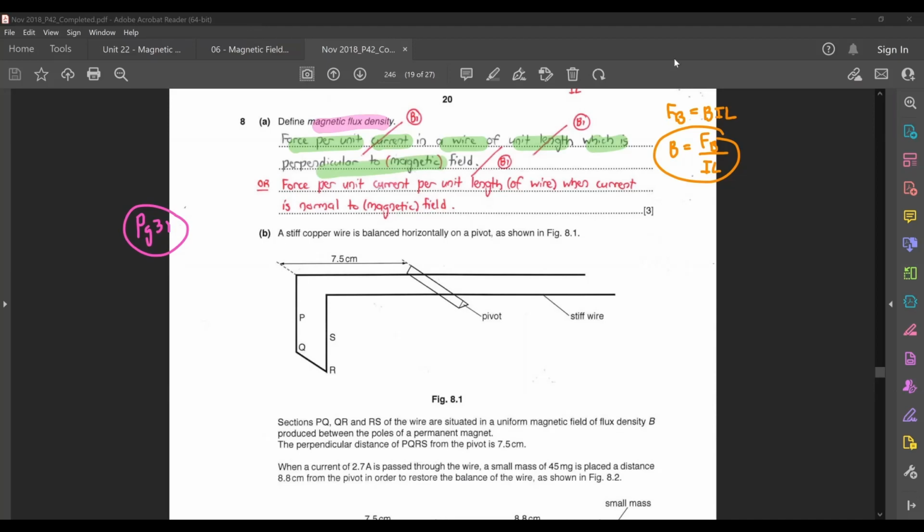So the term perpendicular to the magnetic field is actually really important to be put in, because this equation here only applies for when your wire is perpendicular to the magnetic field. Or you can also word it another way: force per unit current per unit length of wire when current is normal to the magnetic field. Either one works just as fine.